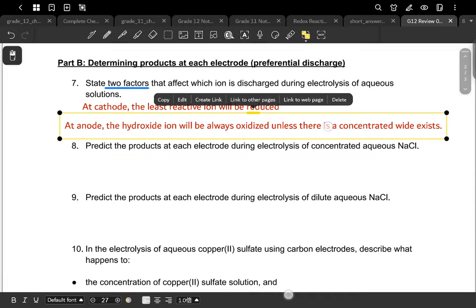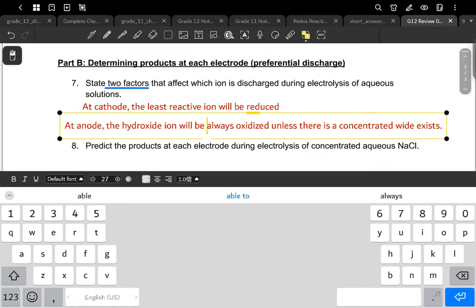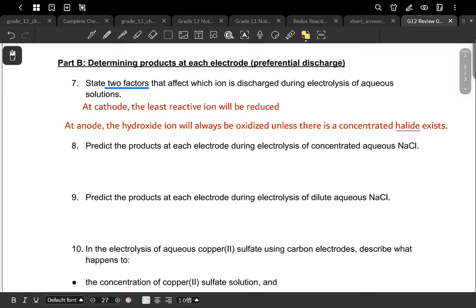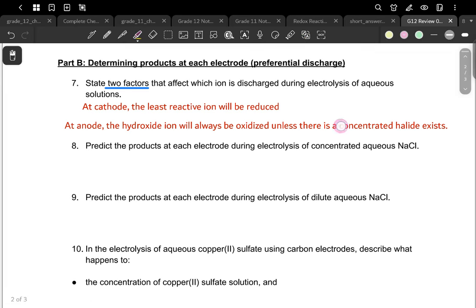So at the anode, the hydroxide ion will always be oxidized, unless there is a concentrated halide. Okay, this is the rule. What is concentrated? Concentrated has to be written in the question. Okay, so this is a concentrate, like this example. We will do it now.